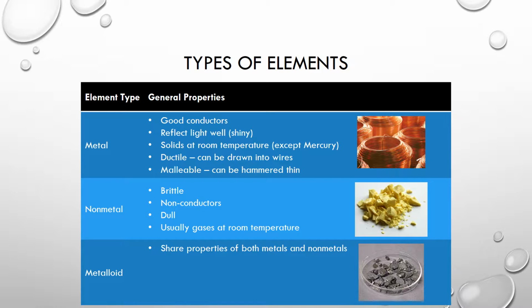Metals, as I'm sure you can determine just by thinking about aluminum or copper, tend to be good conductors. They reflect light well, which means that they're shiny. They're solids at room temperature, except for mercury. They're ductile, which means that they can be drawn into wires, and they're malleable, which means they can be hammered thin. Nonmetals are basically the opposites of all that.